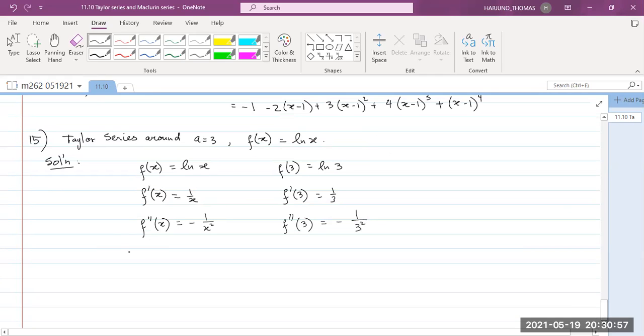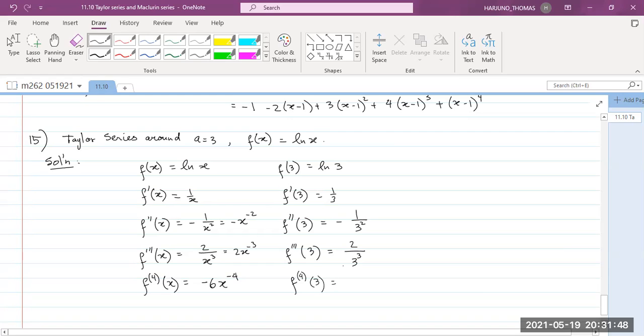I hope I can get some pattern. And then the third derivative will be -2 times -1, so it becomes +2 over x cubed, is it right? This is the same as negative x to the power negative 2, differentiated. So this will be 2 over 3 cubed. Let me do the derivative again, the fourth derivative. Hopefully I can see some pattern. This will be negative 6x to the negative 4. So the fourth derivative at 3 will be negative 6 over 3 to the fourth.